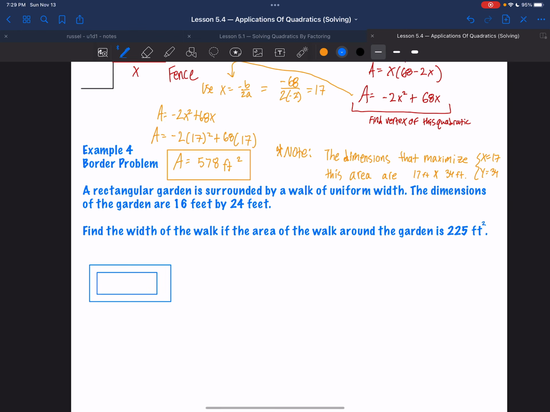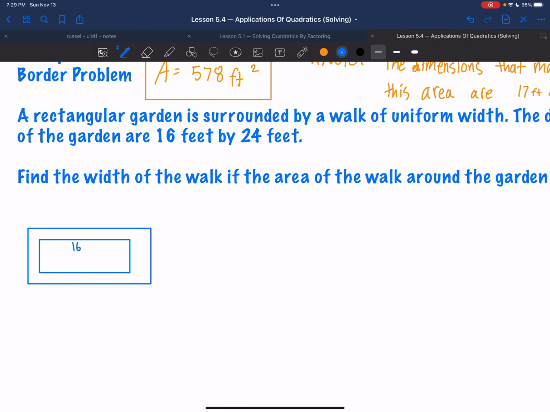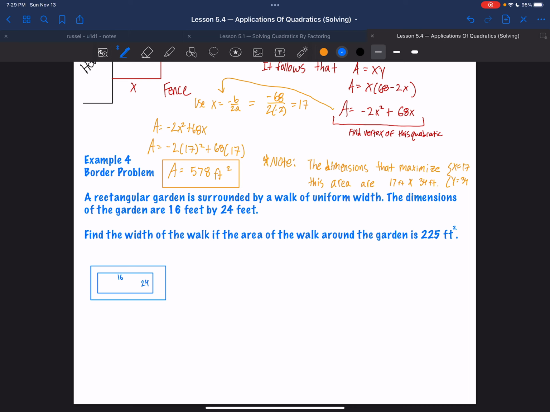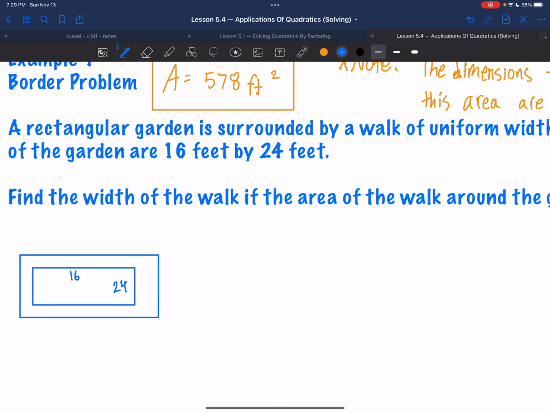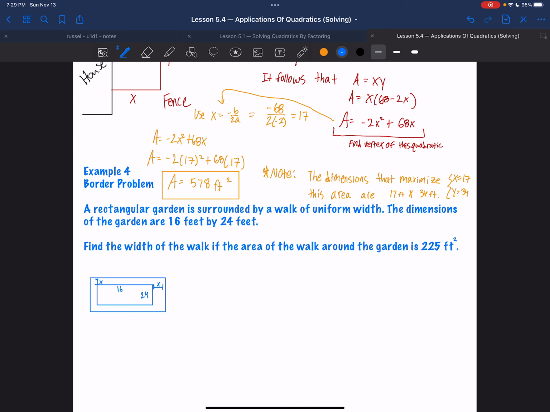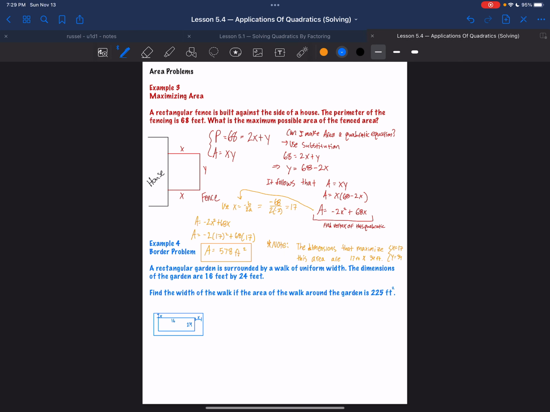Dimensions of the garden are 16 by 24 feet. So I know that this is 16, and I know that this is 24. And I'm going to call the width x, right? Now, the problem doesn't tell me to do that, but you could call it anything you want. We're going to call it x. So I'll call this width x, which means this width is also x because it's of uniform length. All right. And I wanted to make sure my picture was small enough so that I had room to write here. So I want to find the width of the walk.